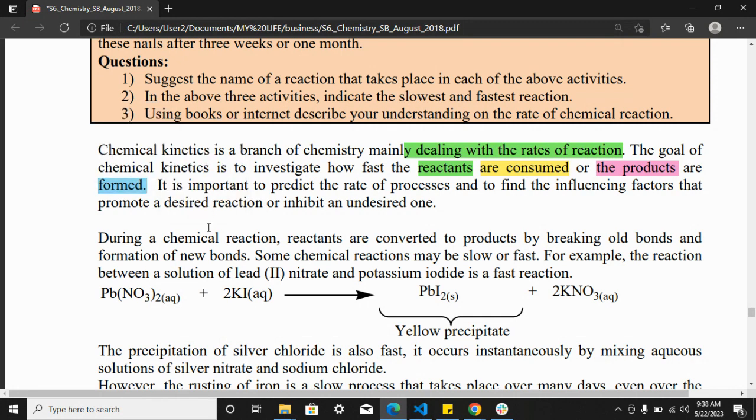So it is important to predict the rate of processes and to find the influencing factors that promote a desired reaction or inhibit an undesired reaction.